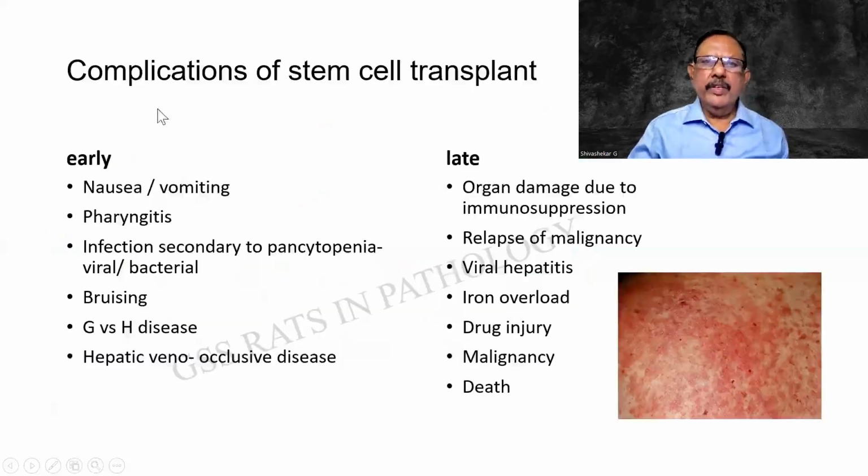These are the complications of the stem cell transplant, somewhat similar to blood transfusion and the allergic reactions. So in the early stages, there can be nausea, vomiting, pharyngitis, infections, bruising, and anemia. You people will have to remember, because these are all similar to your pancytopenia and aplastic anemia. There can be graft versus host disease and hepatic veno-occlusive disease. In the late stage, there can be organ damage. There can be a relapse of the malignancy for which it is given. Viral hepatitis, iron overload, drug injury, malignancy, and finally death. And this is an ecchymosis that is seen in a recipient.